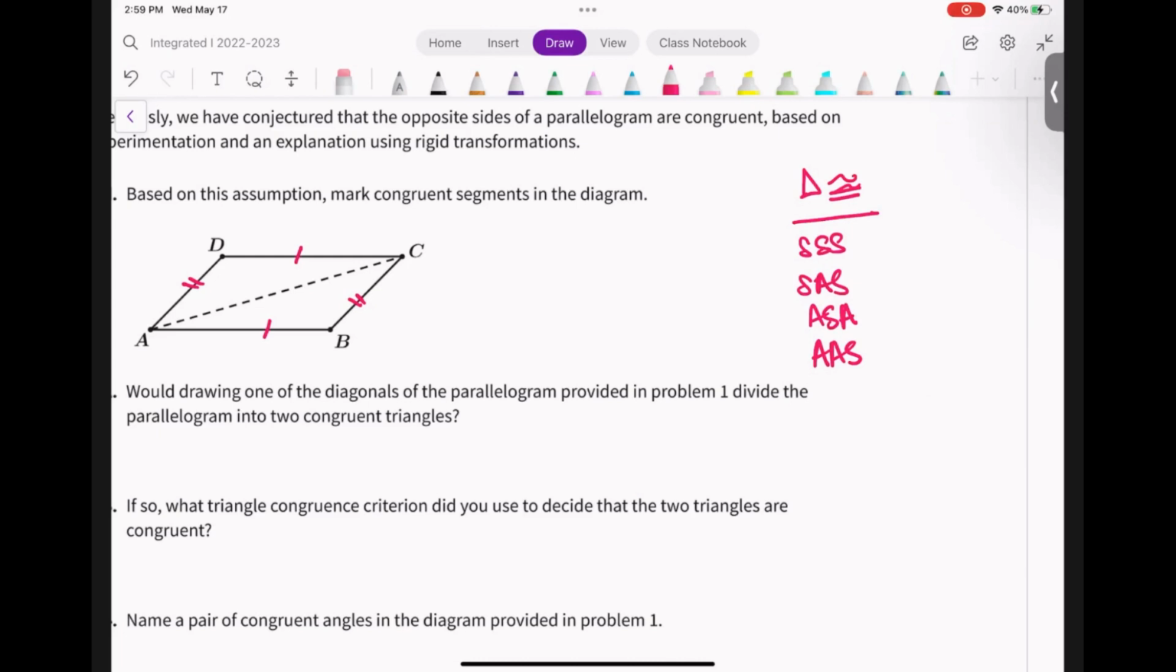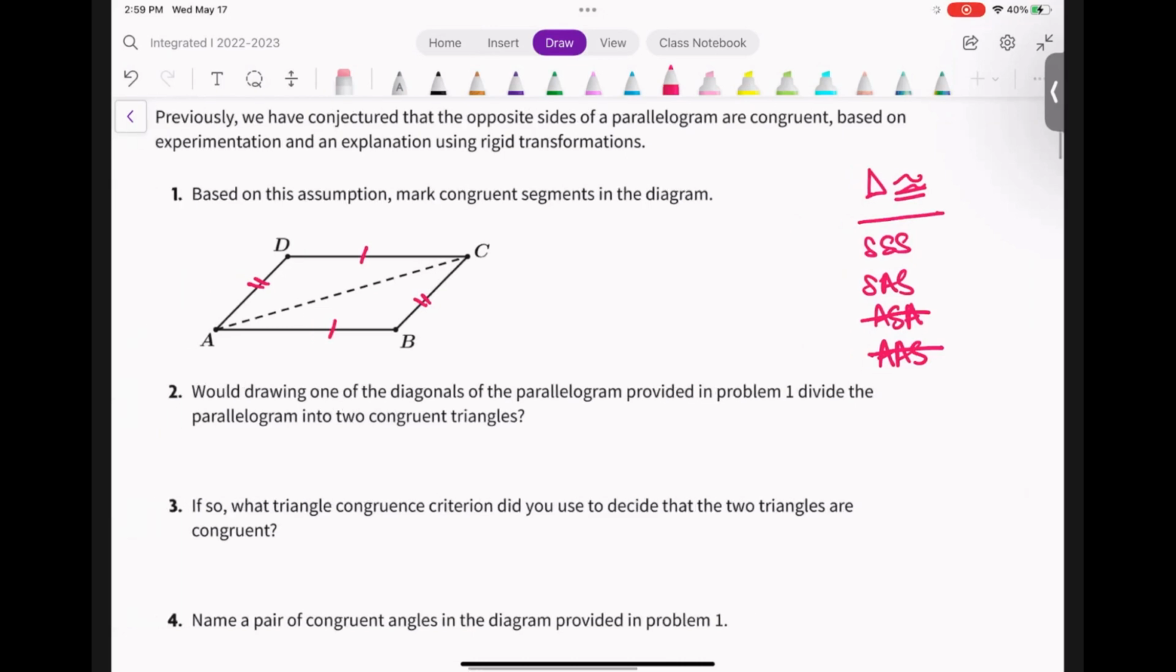So I already have two sets of sides. So I'm not going to use AAS or ASA. Okay. And then can you prove those two triangles are congruent? And the answer is yes. Okay. And we actually see that this third side, they share, right? So that is going to be our SSS.